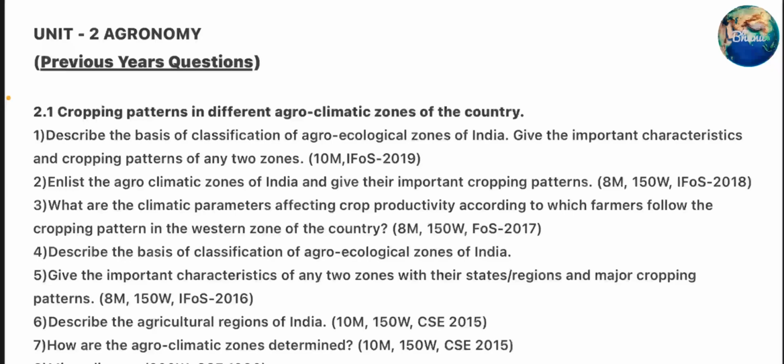Question 3. What are the climatic parameters affecting crop productivity according to which farmers follow the cropping pattern in the western zone of the country? Question 4. Describe the basis of classification of agroecological zones of India. Question 5. Give the important characteristics of any two zones with their states or regions and major cropping patterns.